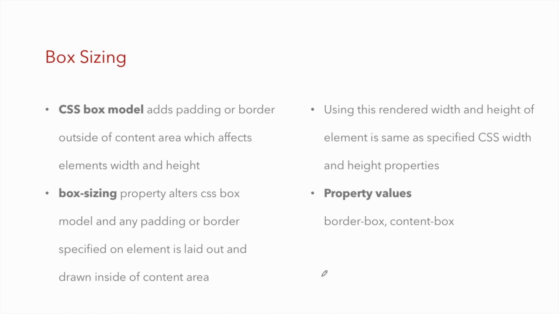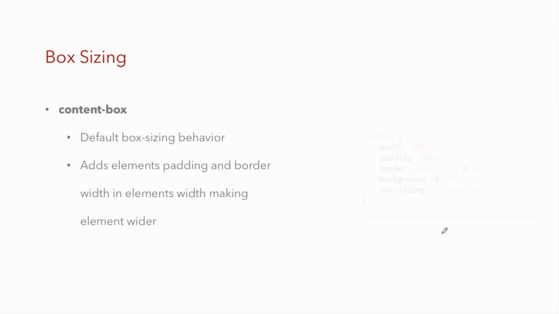So with this, the rendered width and height of the element is the same as the specified CSS width and height. There are two values related to box sizing: one is border-box and the other one is content-box. Let us try to understand this with the help of one example.